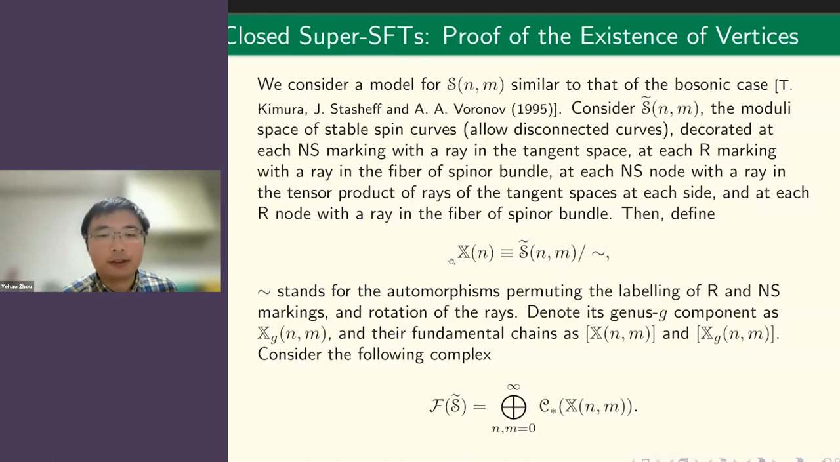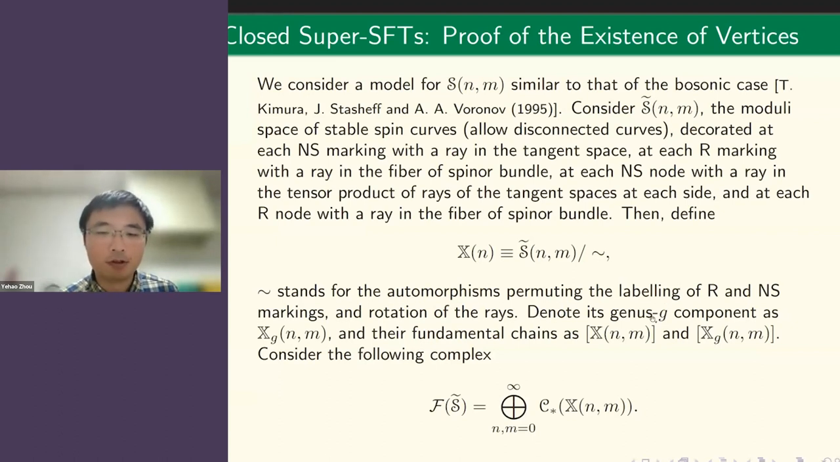Then let us define this space X_n, which is this S tilde_{n,m} that we just defined, modulo those equivalences. These equivalences stand for those automorphisms which permute the labeling of the Ramond markings as well as the Neveu-Schwarz markings, because we don't distinguish those points in the string vertex. Also, because we have a ray in the fiber of the spinor bundle or tangent bundle, and we don't want to record that in the string vertex, we should also include those rotations of the rays. So basically this is a semi-direct product of the permutation group with a bunch of U(1)s.